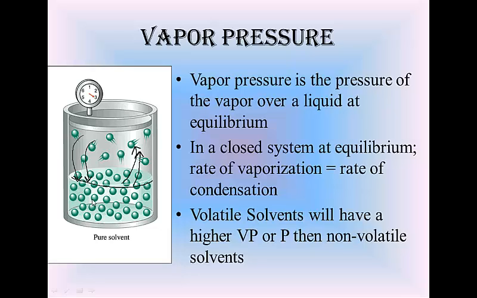Volatile solvents will have a higher vapor pressure, sometimes they just call it P for pressure, than non-volatile solvents. What does that mean? That means that if you have a puddle of water and a puddle of alcohol, the puddle of alcohol will be gone first because it is a volatile solvent. It's a volatile liquid, and it goes from the liquid phase to the gaseous phase faster than liquid water.